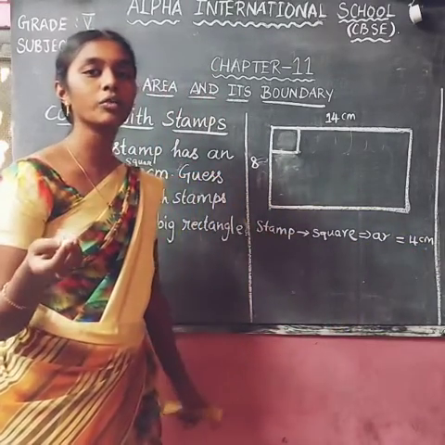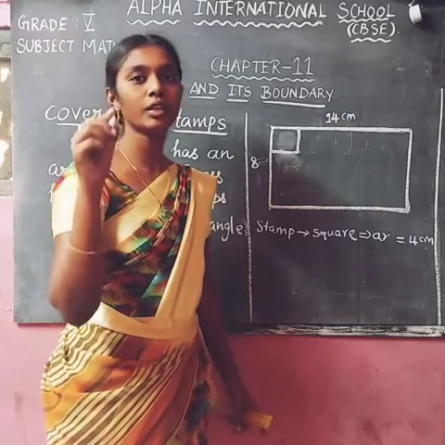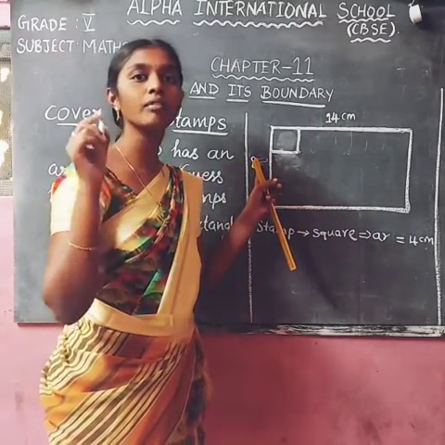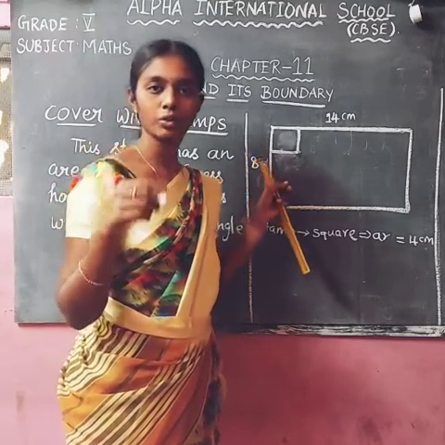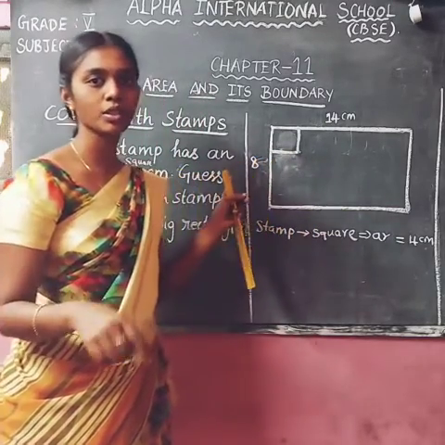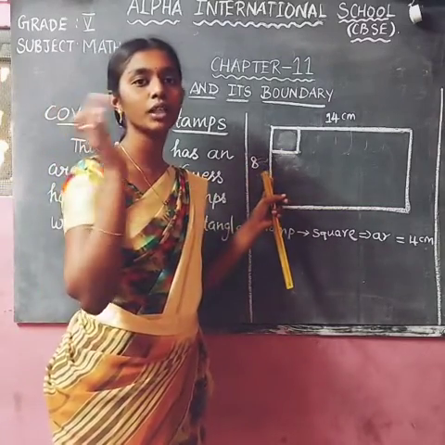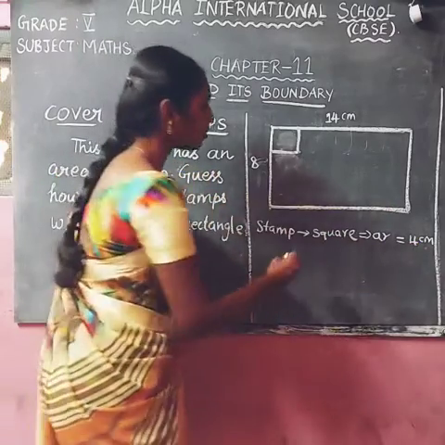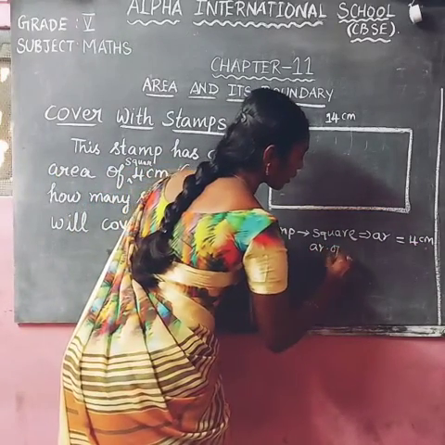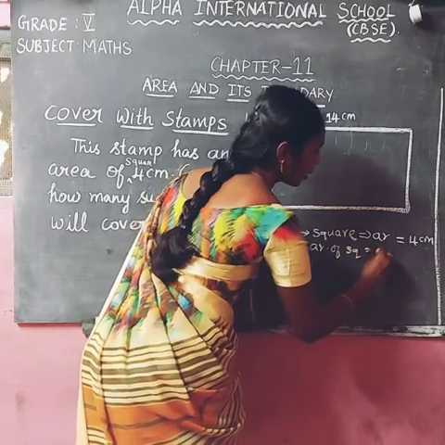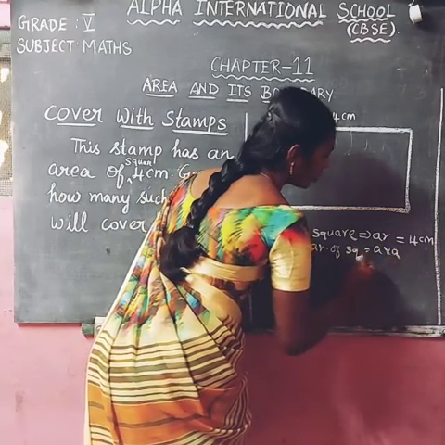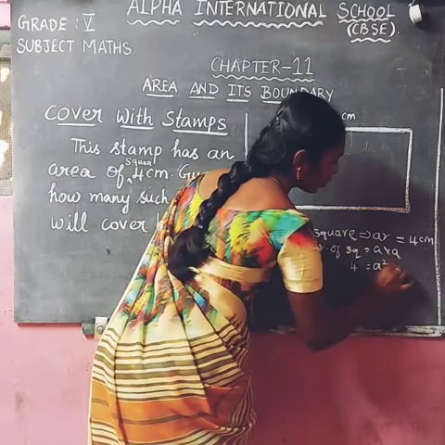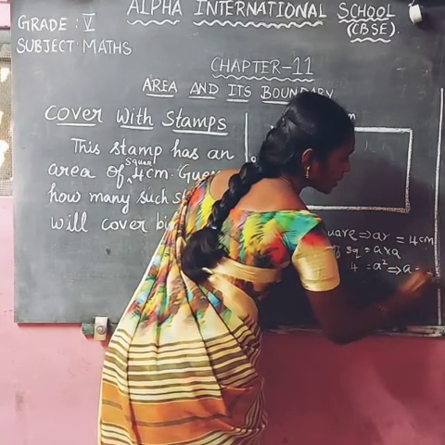We already know the formula for area of square: S into S or A into A, that means side into side we are multiplying. To find area we use the multiplication operation. In perimeter only we use addition. So in area of square they are given as 4 square centimeter. Already we know area of square is equal to A into A. So A square equals 4. This implies A, that means each side, will be 2.